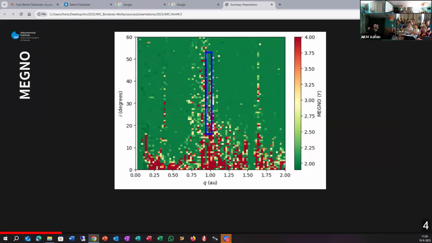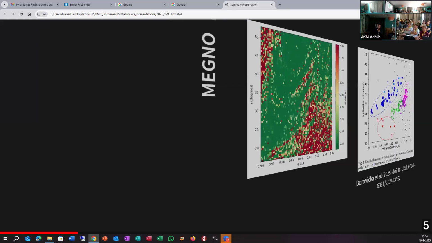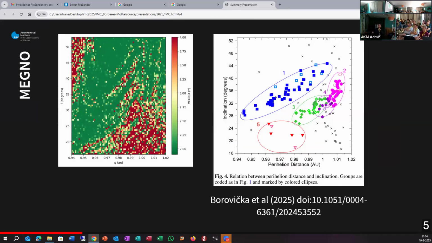For a more convenient way to plot this, you will see in the next slide why, I'm now using the inclination and the perihelion distance for finding this region. So again, we have here in blue where this meteor shower is coming from. And now we can compare with the observed meteors from this meteor shower. This plot came from Borovicka 2025, where he identifies some groups of meteors, some structures in this meteor shower.